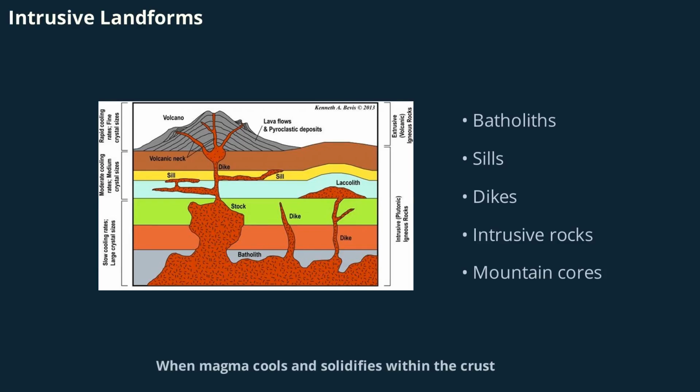Magma cools and solidifies within the crust. It forms intrusive, or plutonic, igneous rocks. Batholiths are large dome-shaped intrusions located deep in the crust, sometimes forming mountain cores. Sills are horizontal intrusions between rock layers, creating parallel sheets.